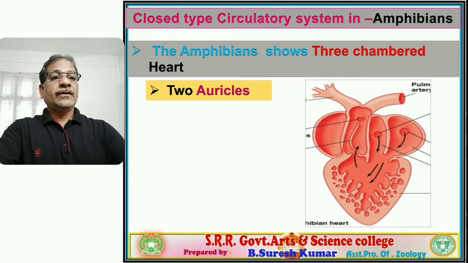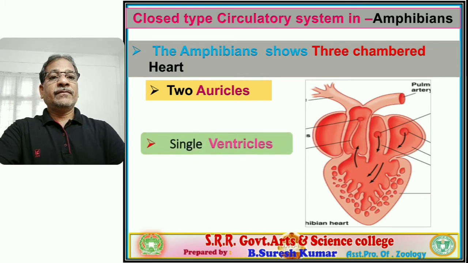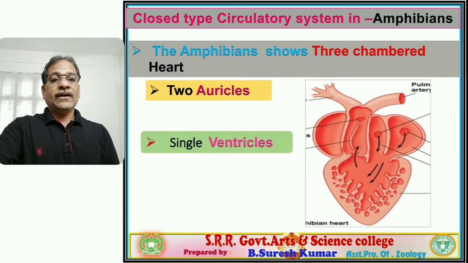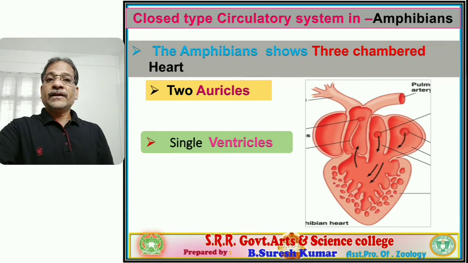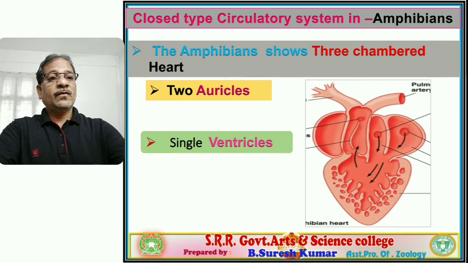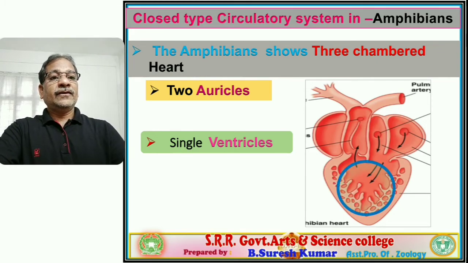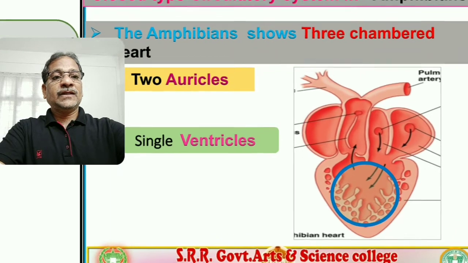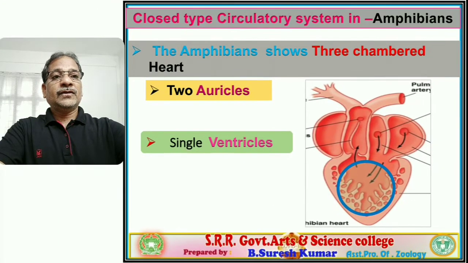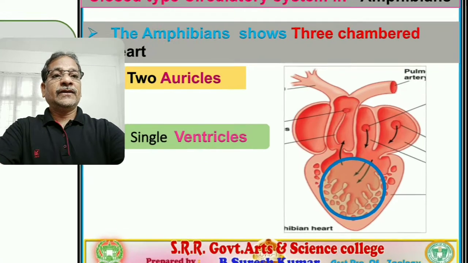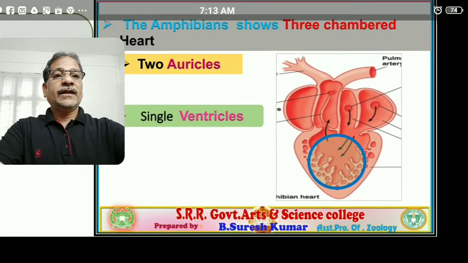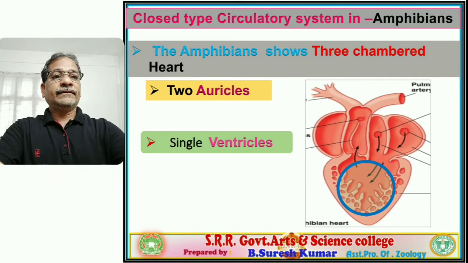And one more chamber you observe, that is ventricle. Lower chamber of heart called ventricle. Single ventricle is present. You observe this circle. This is ventricle. Follow? So the heart of amphibians contains three chambers. Follow? Right.